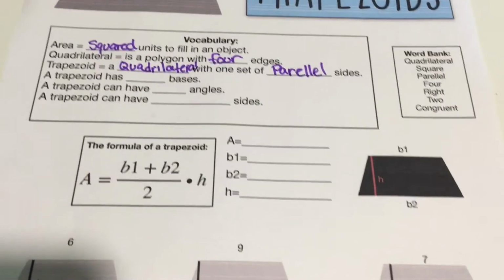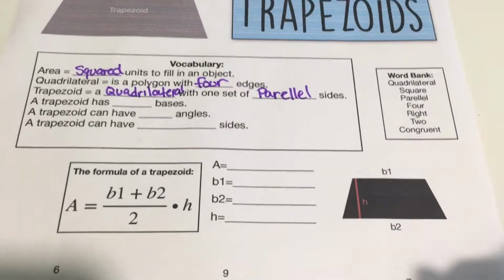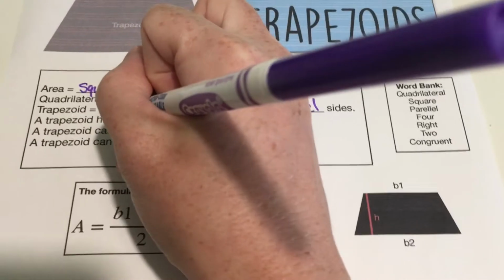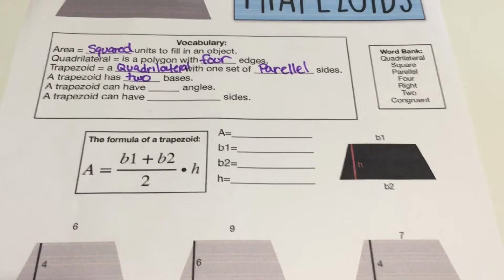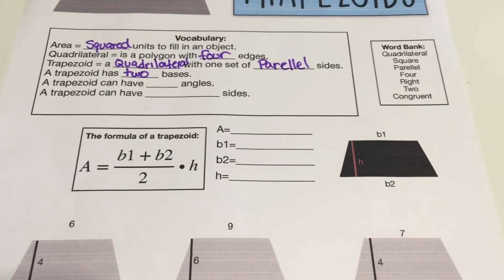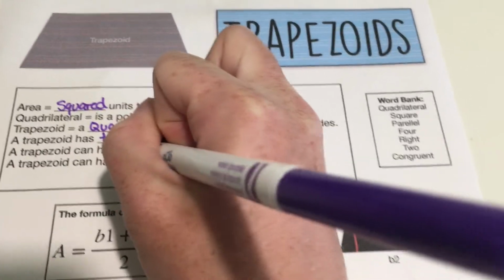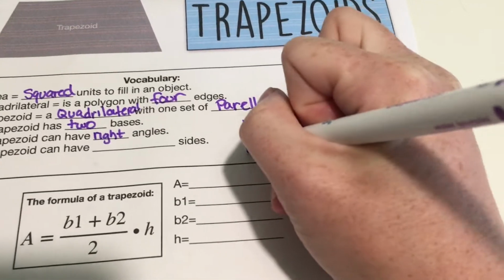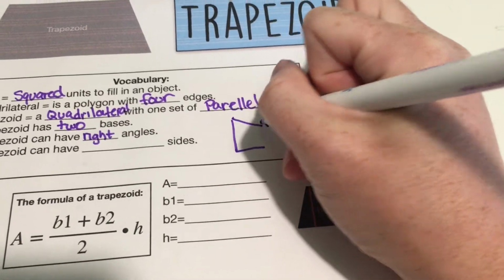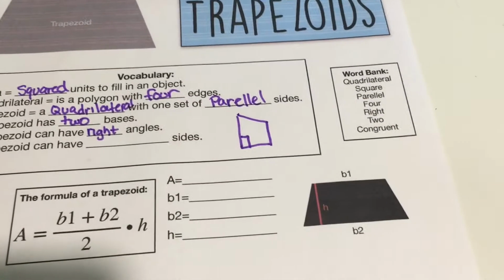A trapezoid has how many bases? Base 1 and base 2. So it has 2 bases. And a trapezoid can have what kind of angles? It can have right angles. It does not have to have right angles, but it can. That would look like this. And that would be the right angle.